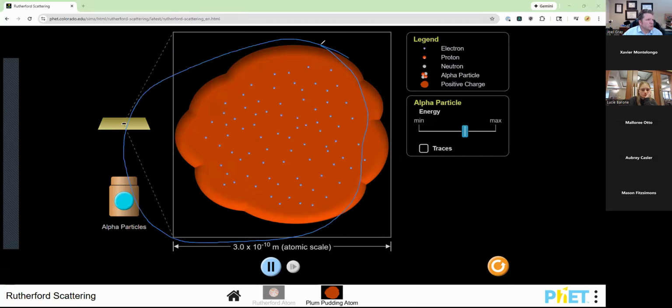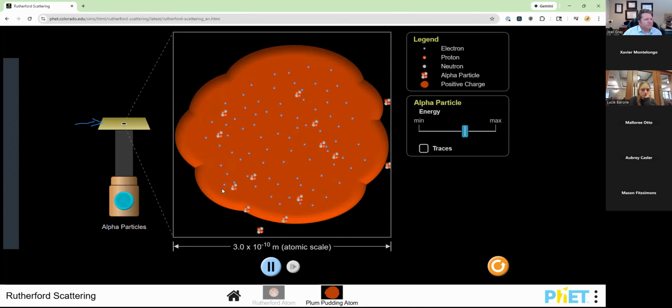We've got this thing right here, which is our model of an atom. And what Ernest Rutherford said was, you know what? I'm going to get a piece of gold foil. And what I'm going to do is I'm going to get alpha particles. These alpha particles, I'm going to fire at this gold foil. I'm going to fire these alpha particles. And you know what?